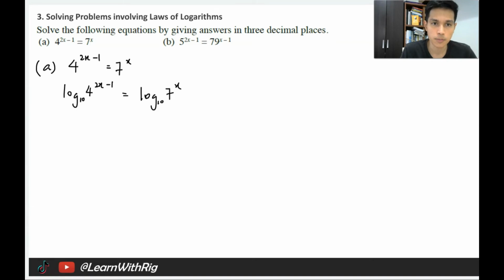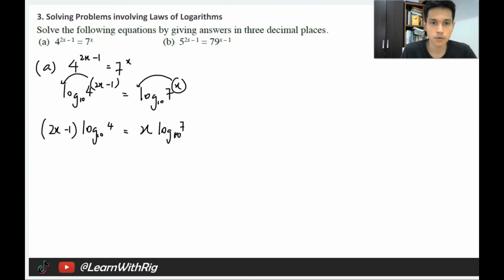So now you can say they are the same base. What do you do with the power? You can bring the power in front. Same goes to this. You can bring it in front. So it becomes 2x minus 1 log 4 base 10 equals x log 7 base 10. Okay, so now you can rearrange so that you can solve the value of x. So you get 2x minus 1. I'm going to bring this to the other side, so it becomes divide. So you get x log 7 base 10 divided by log 4 base 10.